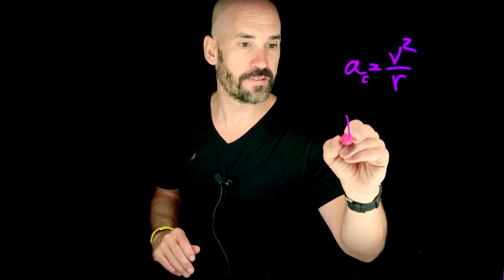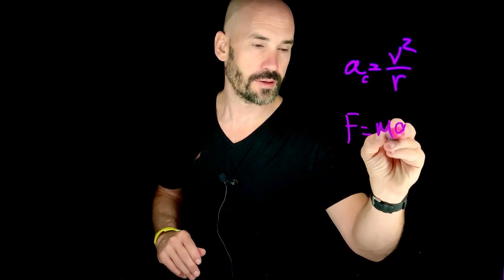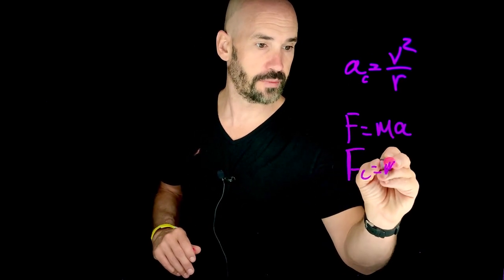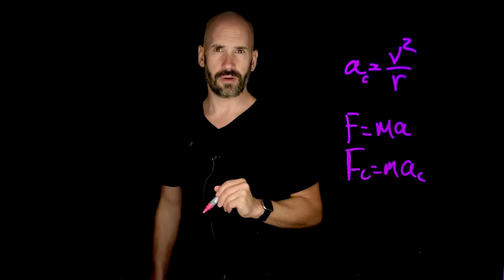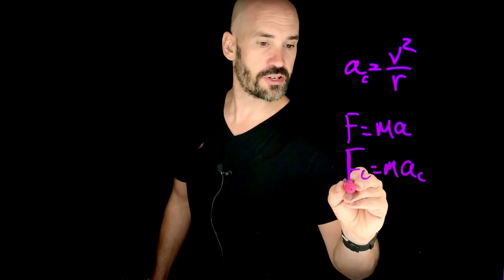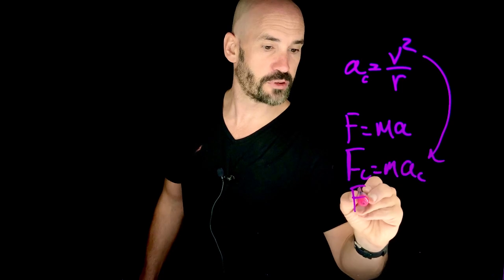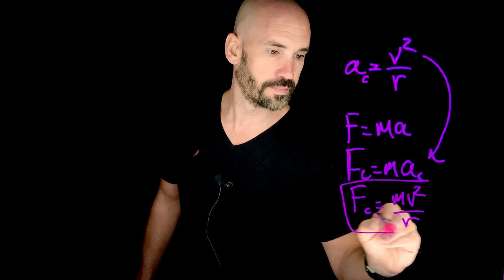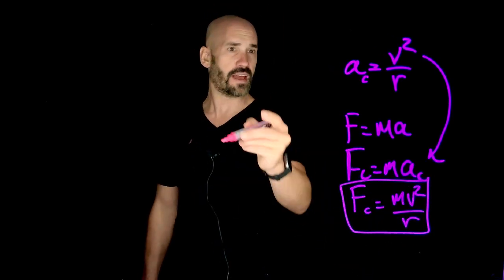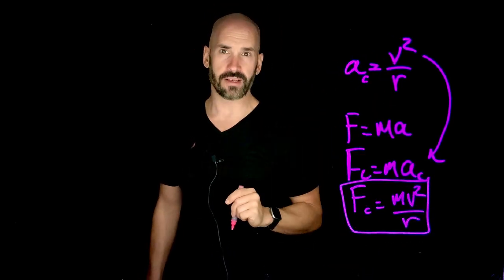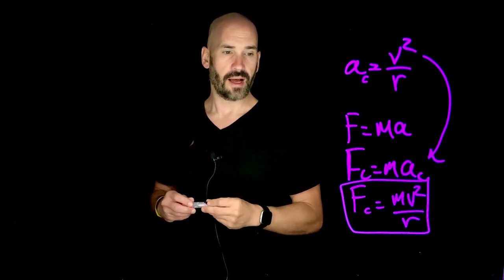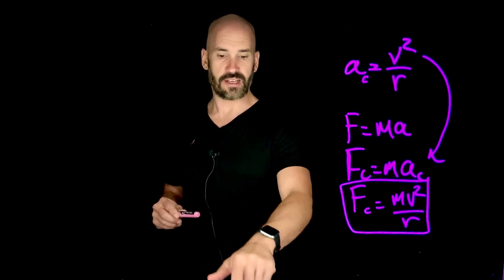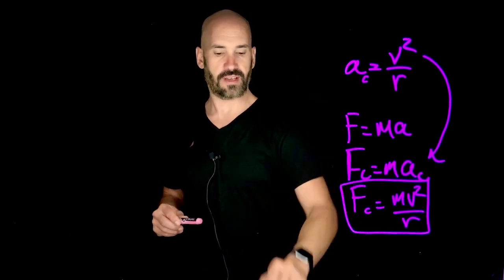In general, if F is equal to ma by Newton's second law, then centripetal force must equal m times centripetal acceleration. But centripetal acceleration is this guy, which means centripetal force should just be mv squared over r. Does that make sense? I'm just taking my centripetal acceleration and multiplying it by m. In the next slide, you will see that I've just confirmed that that's mv squared over r.